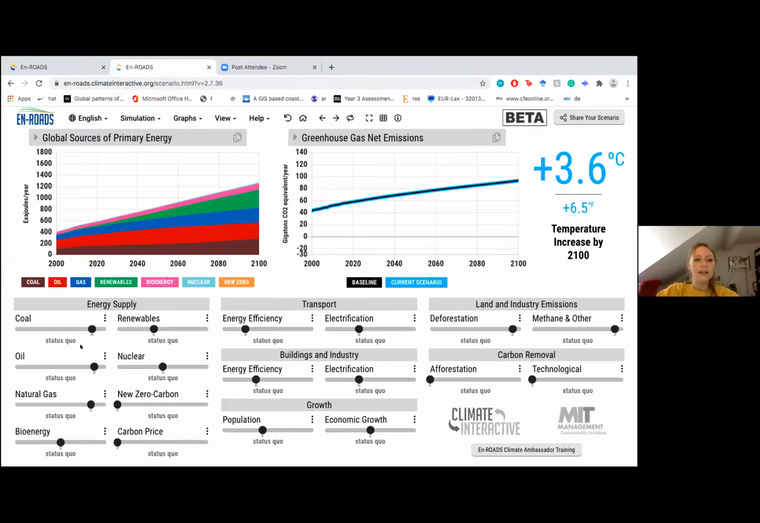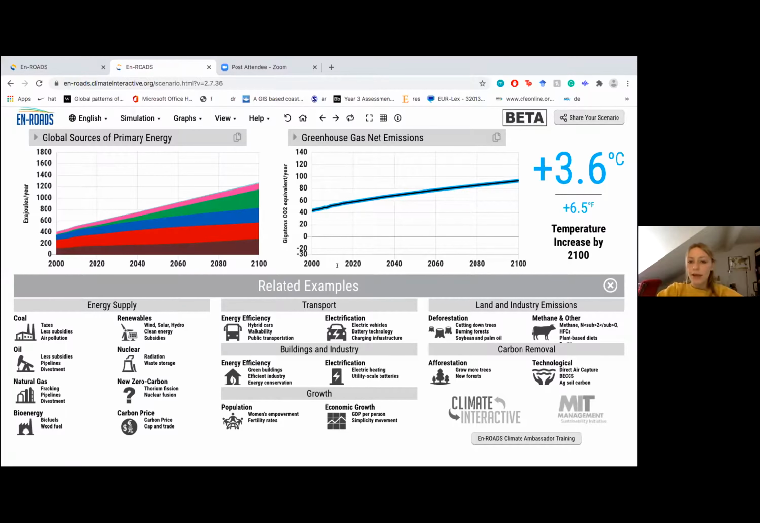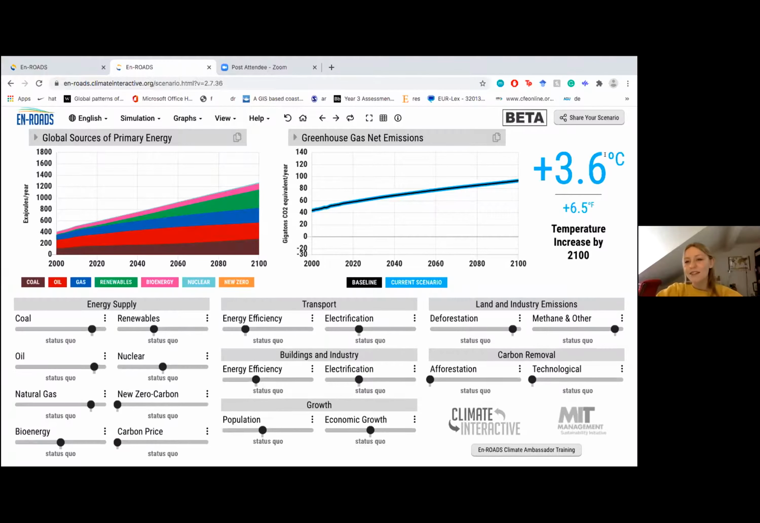And then all of these sliders down here, you can change different things and pretend to implement different policies. If you go on here, you can see different examples of what might happen. For example, having hybrid cars or better public transport or electric vehicles or taxing coal and subsidizing renewable energy, that kind of thing. So I thought we'd have a play around to see if anyone has any ideas on what might help.